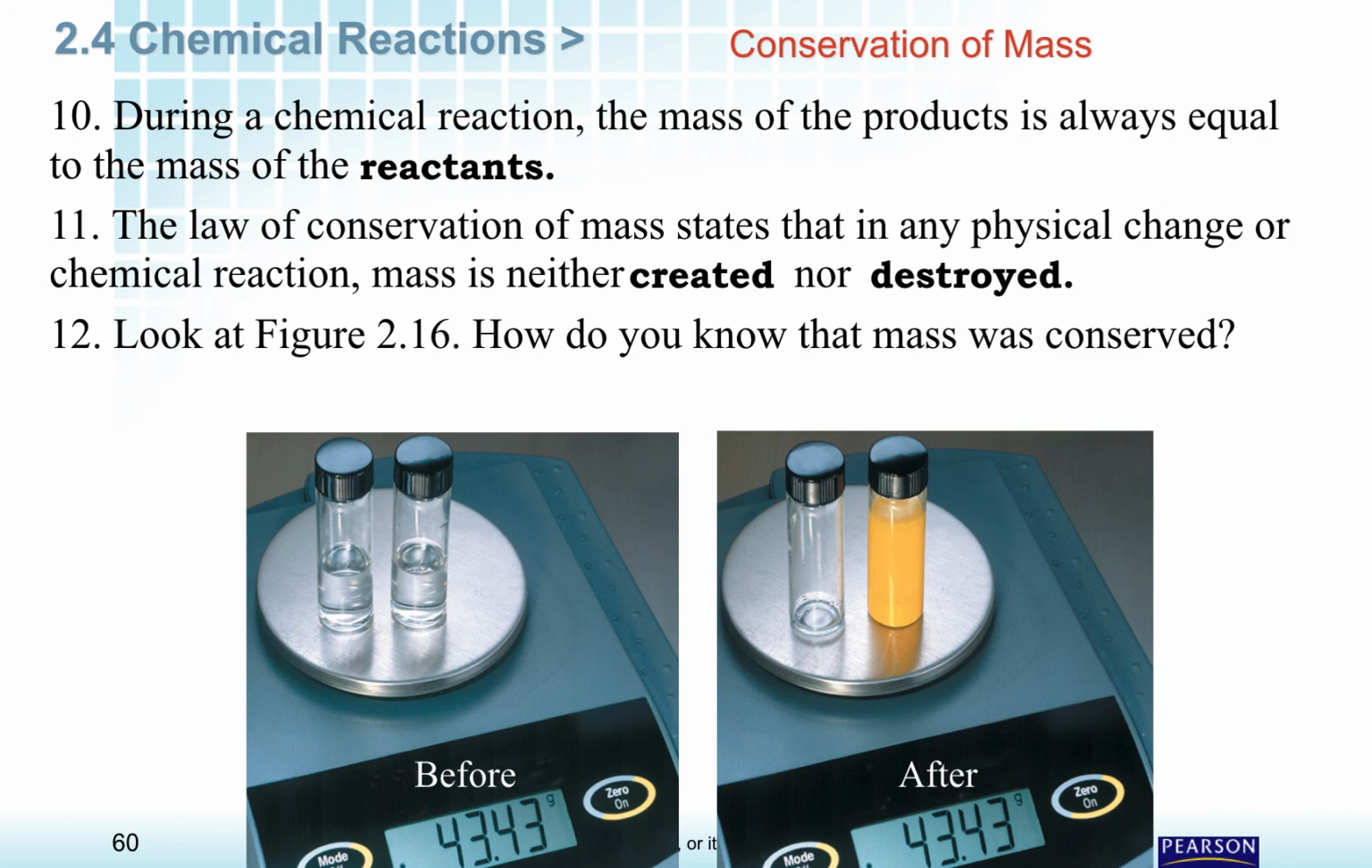And the total mass of the vials and the reactants is 43.43. When I mix them together and place them back on the balance, I see that the reaction has occurred because I have a yellow precipitate and I have an empty vial. But the volume, or I should say the mass, is still 43.43.